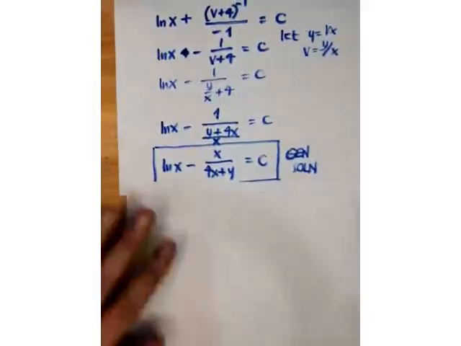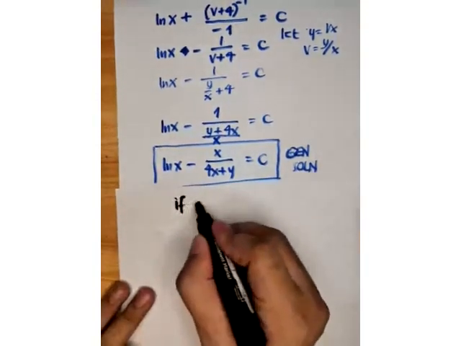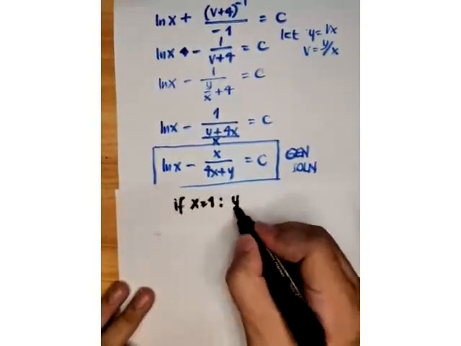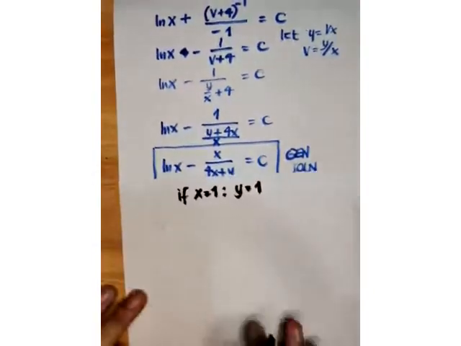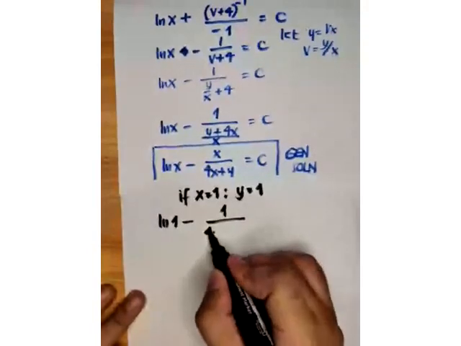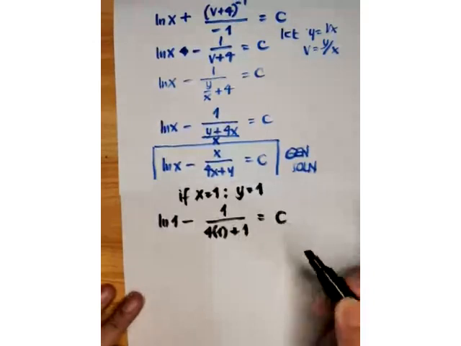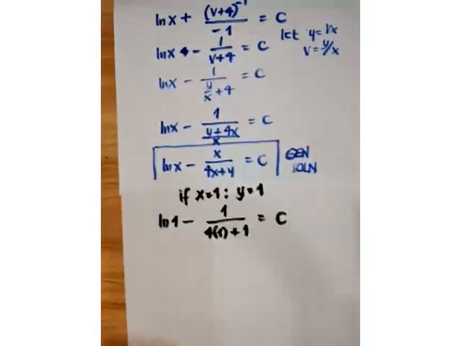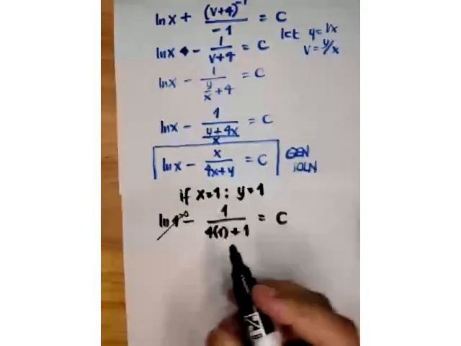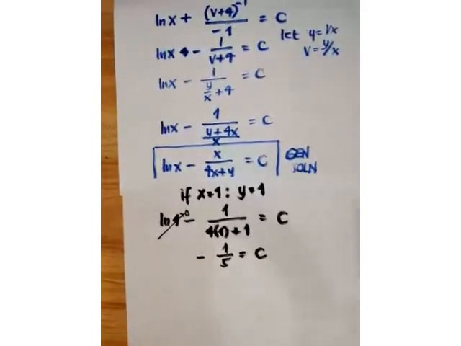So now, let's apply the condition. Ano condition natin? Our condition is if x is equal to 1, y is equal to 1. Ayan. So that is ln of 1 minus 1 over 4 times 1 plus 1 is equal to C. Ayan. But what's ln of 1? I think ln of 1 is 0. Ayan. So this is 0. So I'll have negative 1/5 is equal to C.